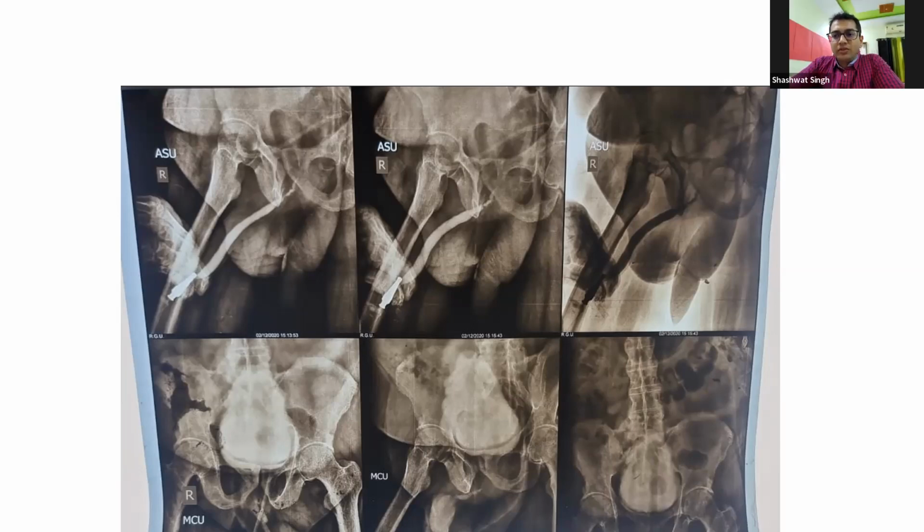Yes, sir. If you give a penile stretch too high, then it will look like a panurethral structure. If you give a penile stretch too low, then the angle will not be gone. Okay, so the stretch should be moderate.